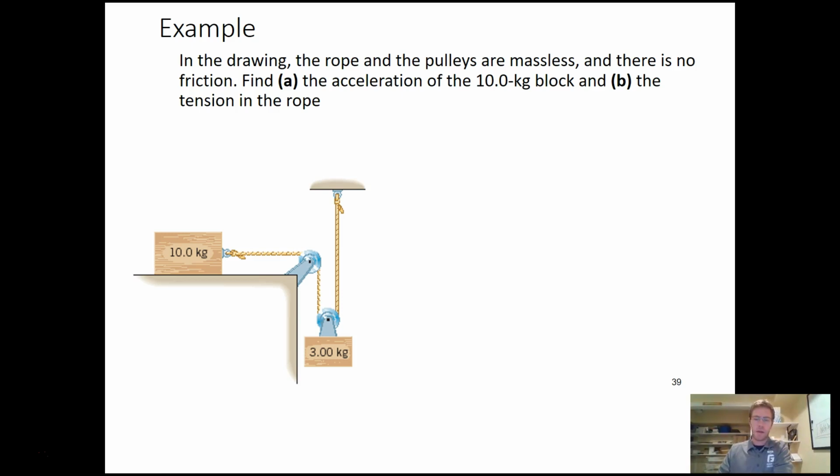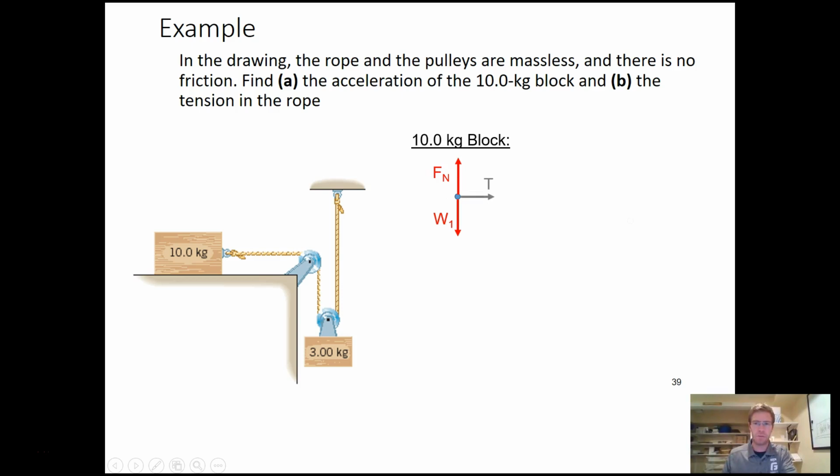Hopefully you paused, and now I'm going to go ahead and solve it for you. So let's do free body diagrams. First, for the 10 kilogram block, what forces do we have acting on it? First off, we have the weight of the 10 kilogram block going straight down. We also have the normal force from the surface of contact pushing straight up. And as we see here, we have the tension pulling to the right.